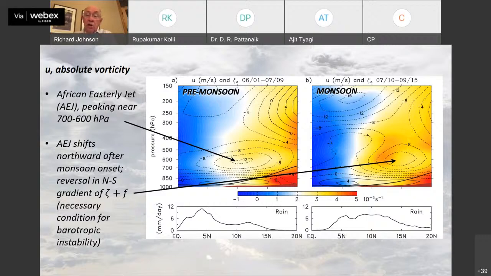And you can see in the color there the absolute vorticity field. And there's a reversal in the gradient of the absolute vorticity, which is a necessary condition for barotropic instability. These are now averages over a long period of time. So in the mean, then, there's this reversal in the absolute vorticity gradient.